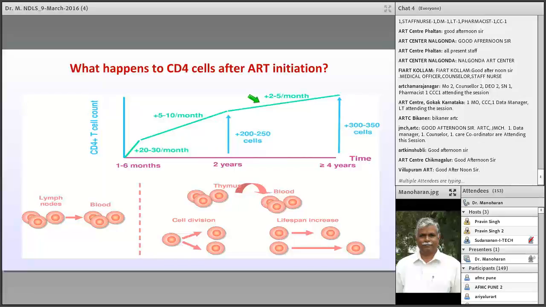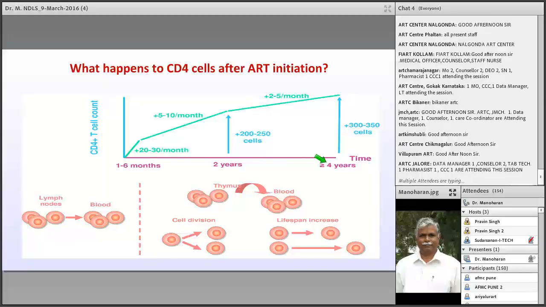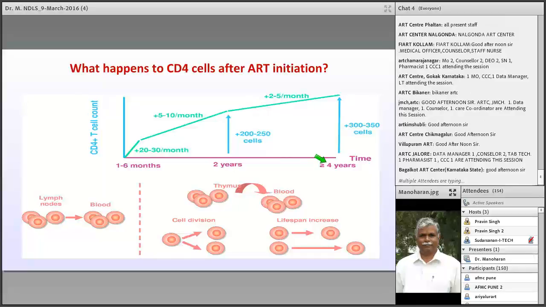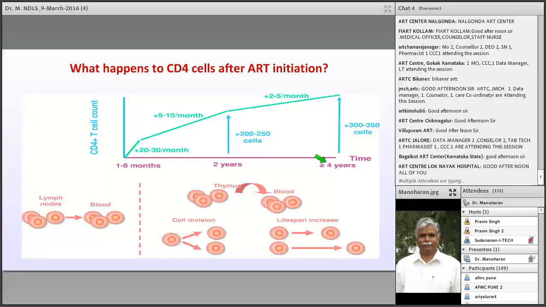And then the CD4 count goes up, and this can go up to 4 years, and some papers say it can go up to 7 years. So this is what we expect normally in an HIV positive patient who is started on antiretroviral therapy.